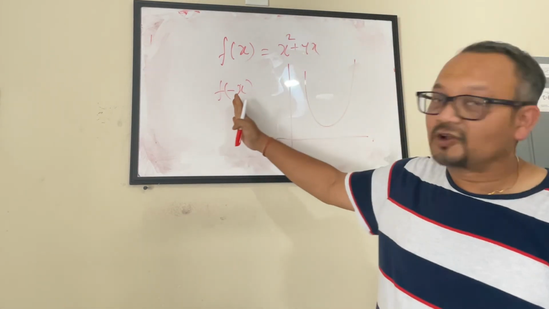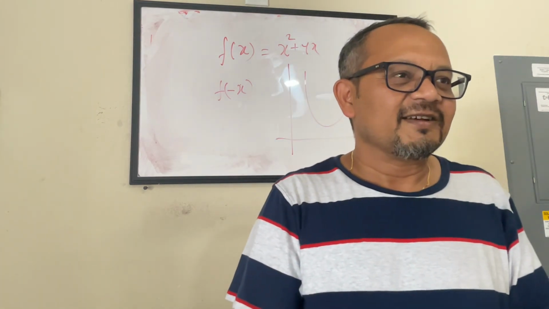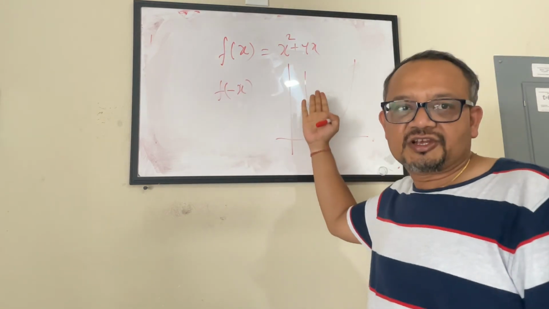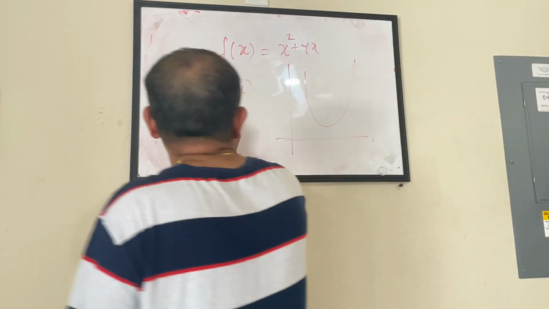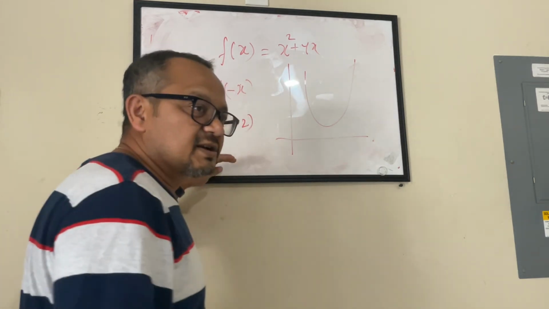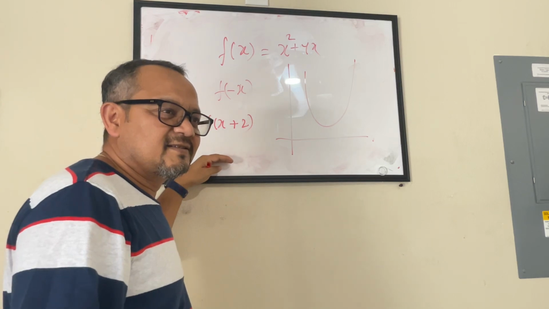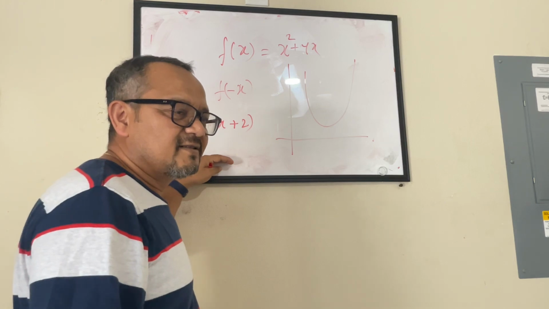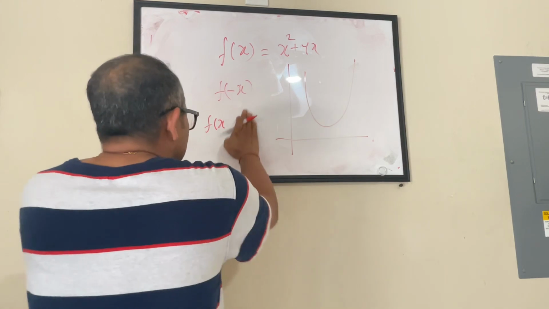Function of x to function of minus x, what happens? Do you guys remember? It creates a mirror image against the y-axis, okay? If I say function of x plus 2, what happens? Okay? Or this.